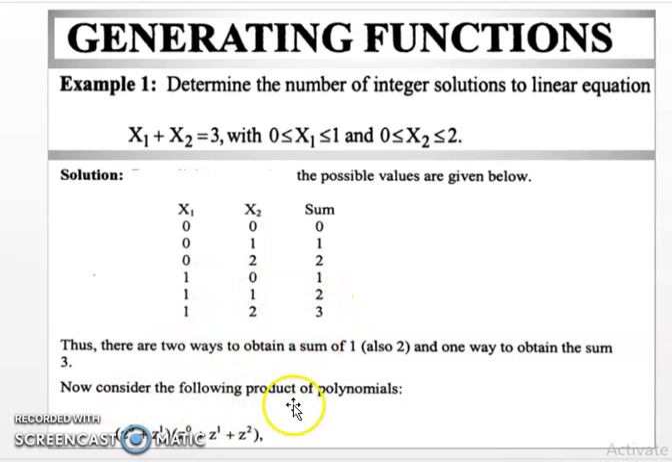Now consider the following product of polynomials. For the x1 variable, the values are 0 and 1. Therefore, we write z raised to power 0 plus z raised to power 1. Similarly, for the x2 variable, the values are 0, 1, 2. Therefore, our polynomial for the x2 variable is z raised to power 0 plus z raised to power 1 plus z raised to power 2.